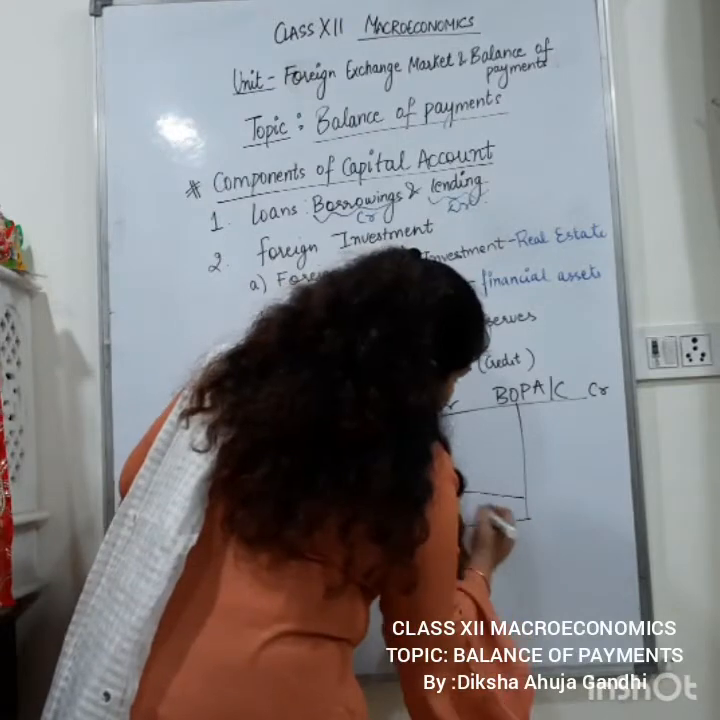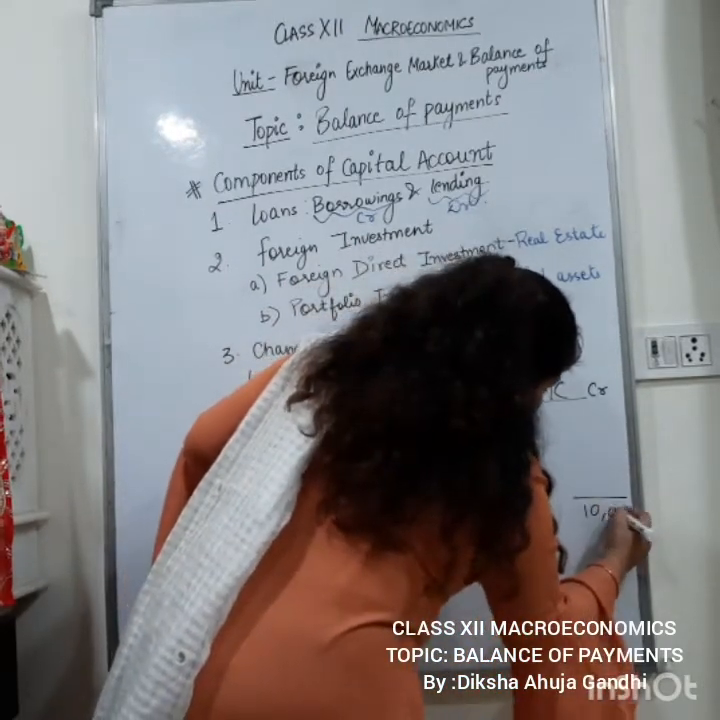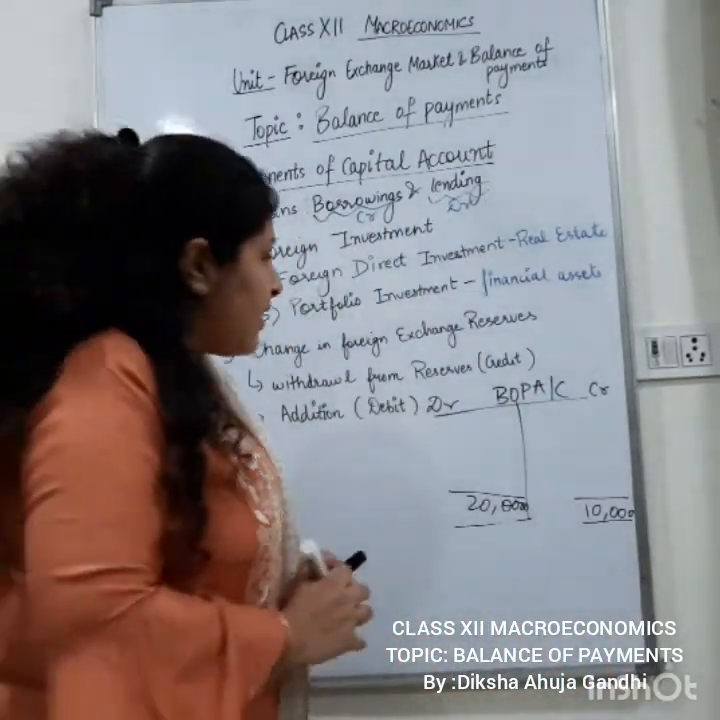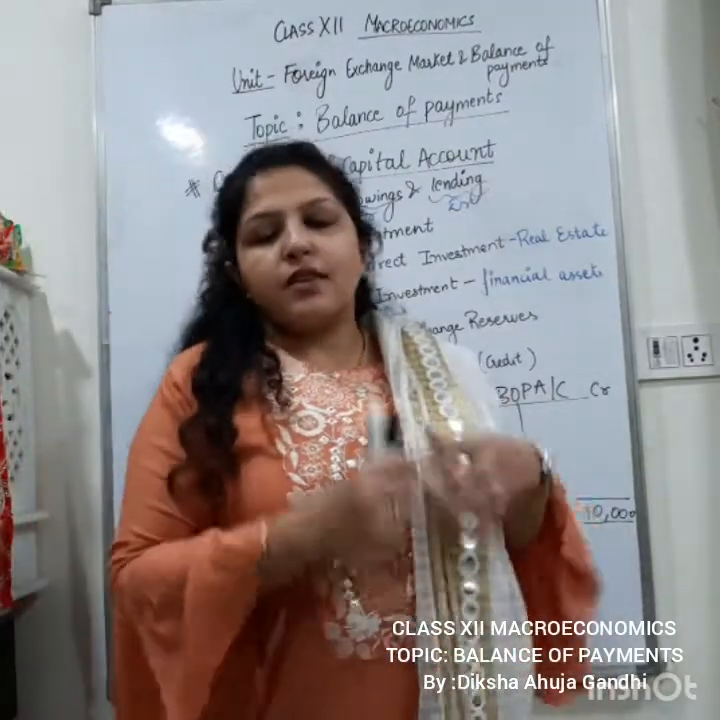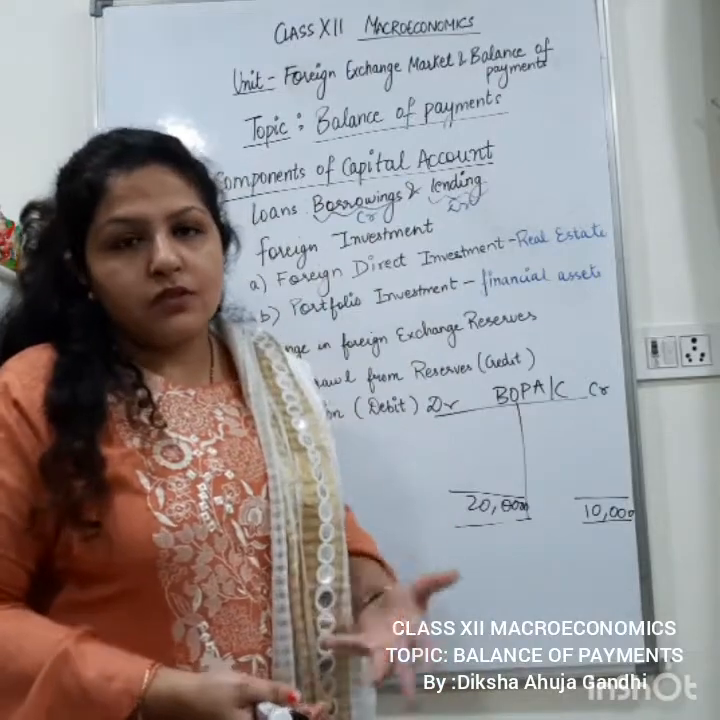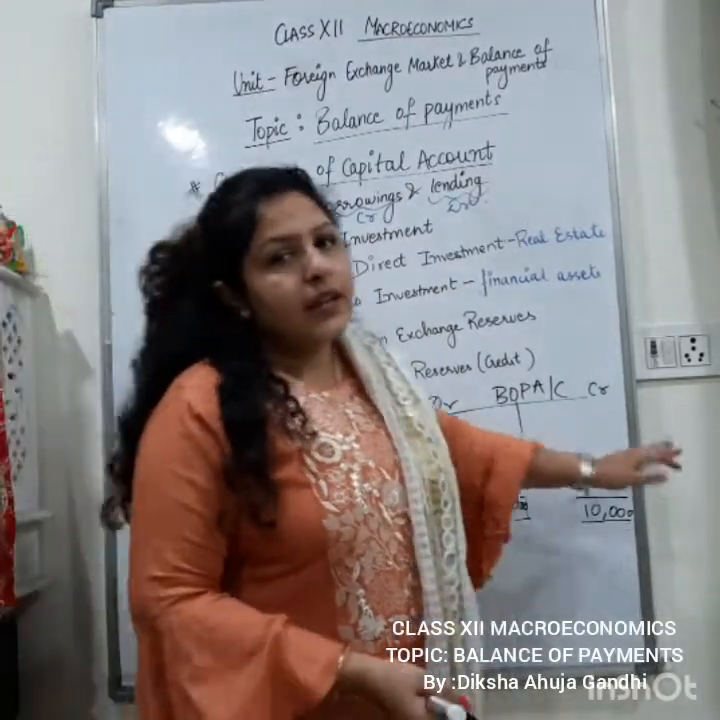Let's say my debit side is 20,000 and my credit side is 10,000. That means my outflow of dollars, that means import of goods, is more than the export, then what will happen? Our BOP is in deficit. तो मुझे reserves चाहिए, मुझे 10,000 कहीं से चाहिए. I want some 10,000 to give that to other country because my outflow of dollars is more than inflow.